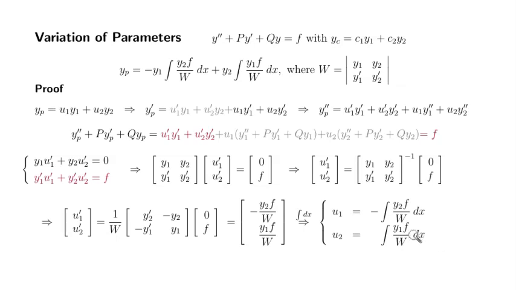So you can see that here, u1 shows up here times y1, plus u2, this integral, times y2. So that's how they came up with the variation of parameters formula. That's it. I hope that this was clear.